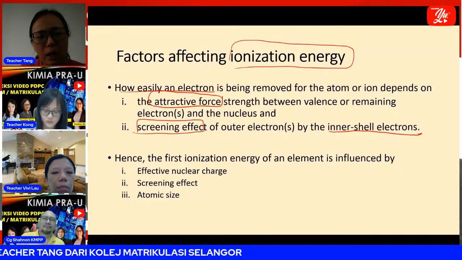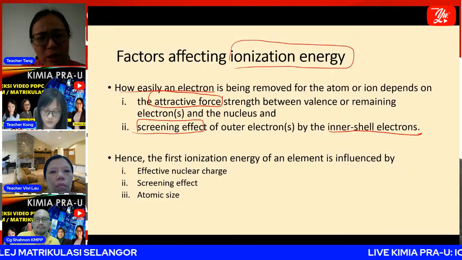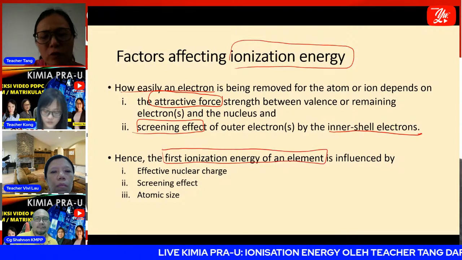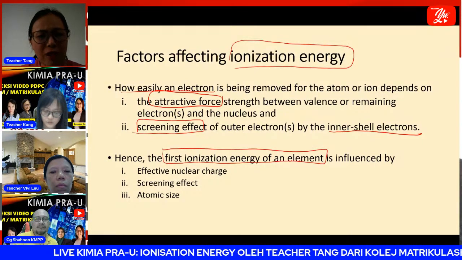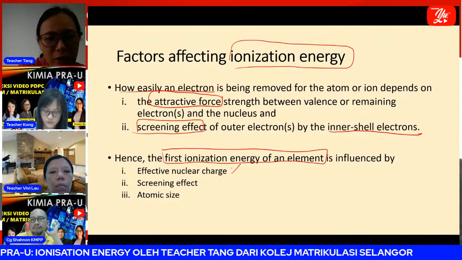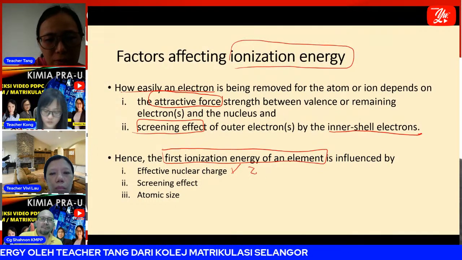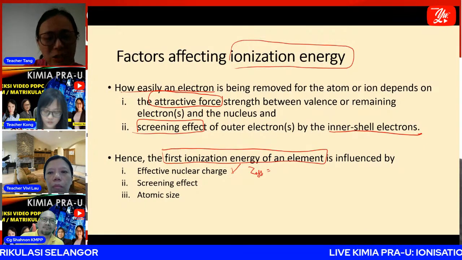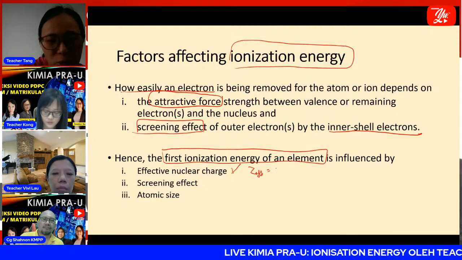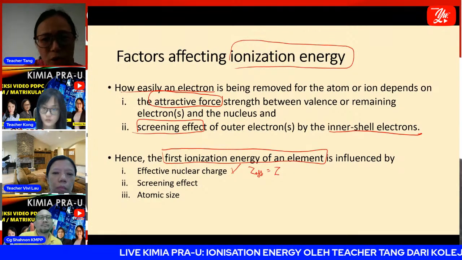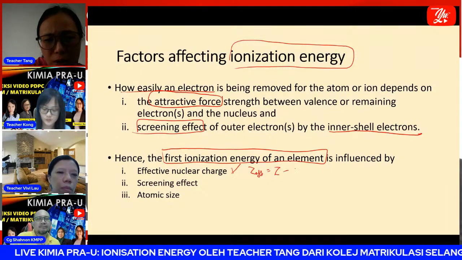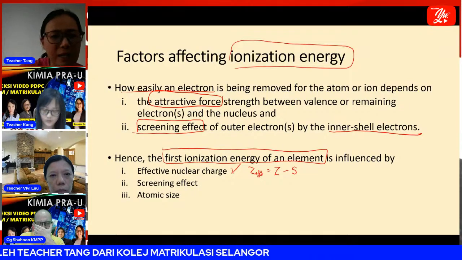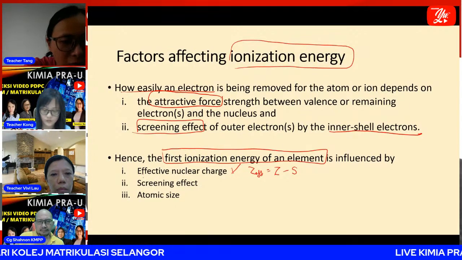With these two ideas, we can conclude that the first ionization energy of an element is influenced by three factors. The first factor is the effective nuclear charge, which is the net attractive force experienced by the outermost shell electron after taking into account the attractive forces by the nucleus and the shielding or screening effect by the inner shell electrons. The second factor is the shielding effect or screening effect.